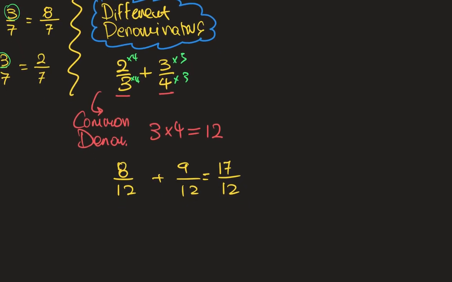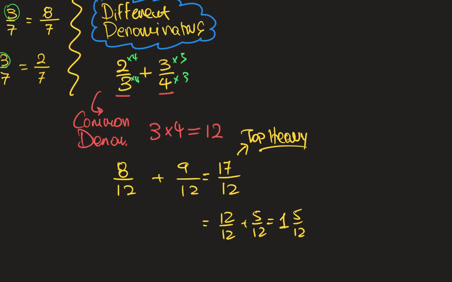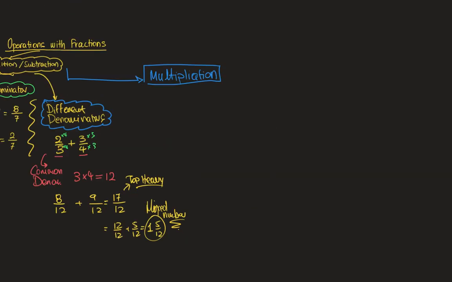Sometimes, because this is a top-heavy fraction, top-heavy meaning that the numerator is larger than the denominator, we can end up writing it as 12 over 12 plus 5 over 12, and that's going to become 1 and 5 over 12, and that's going to be a mixed number. I'm sure you've seen that before, but it's not a bad thing to have a little bit of a reminder.